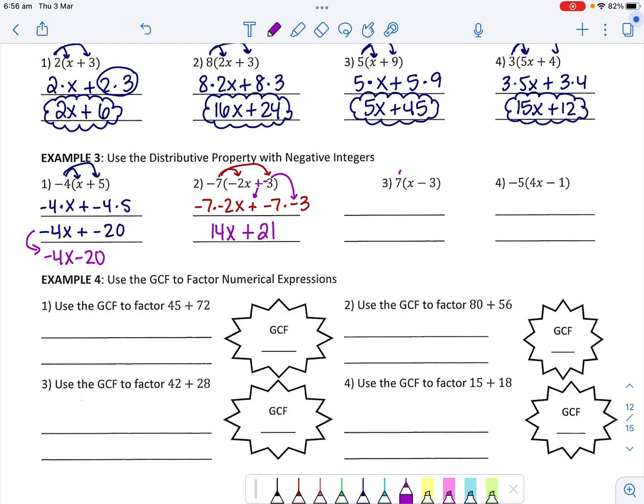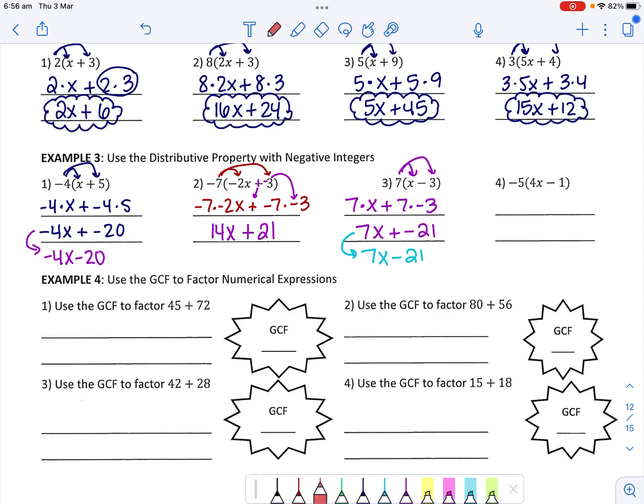In number 3, 7 times x, 7 times minus 3. So this is going to be 7 times x plus 7 times negative 3. So 7x plus negative 21. And again, I can represent that as a minus sign or 7x minus 21. These two things mean the same thing.